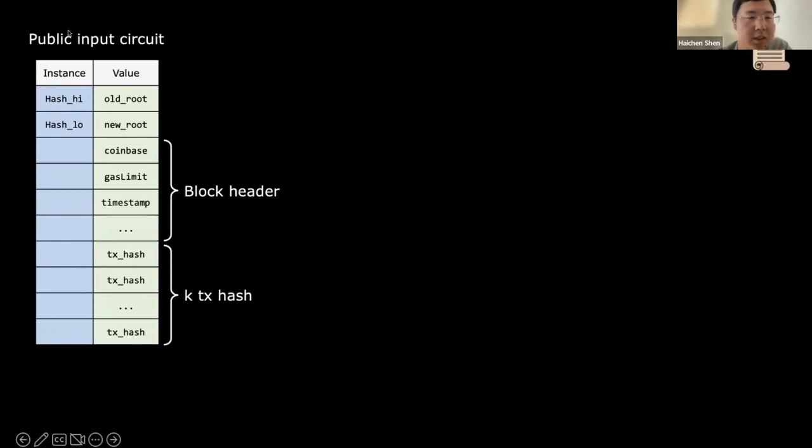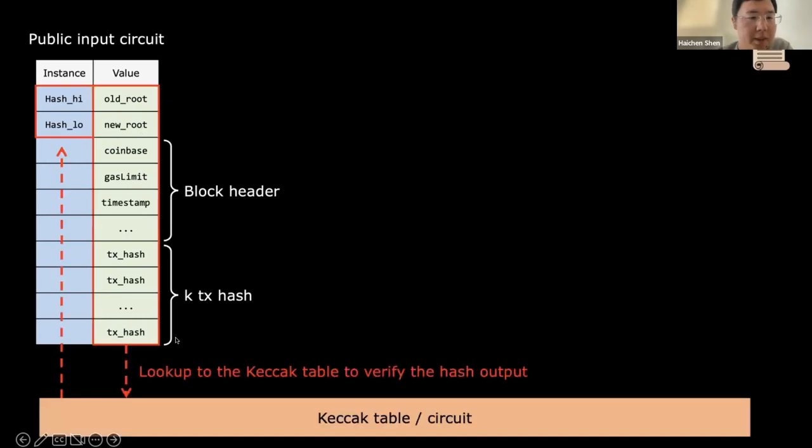It'll be one instance column. That's basically the public input you have. Because we're using the Keccak hash, it's 256 bits. You have hash high and hash low, two elements here, and then the next row of columns will be all the values you're going to use to derive this hash output. So you have old root, new root, the block headers, and all of the transaction hashes. And then what you're going to do in the public input circuit is basically hash those values.